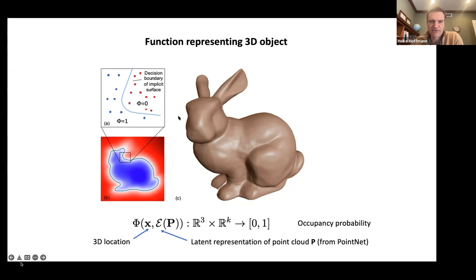They leverage previous work, so that part is not the original work. This is also a figure from one of the previous works that they cite in the paper. Once you get this mapping, you can get a really continuous function of the surface of the object, like here the bunny. So you learn a continuous representation of what's inside and what's outside. You could also interpret this as a probability of being inside or outside, but the function you learn will be continuous.